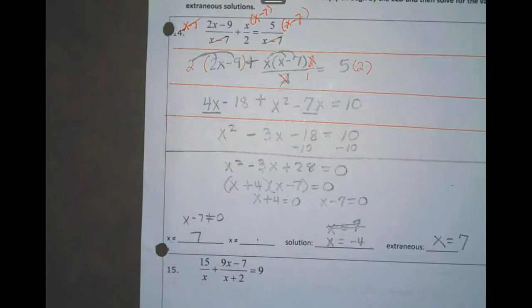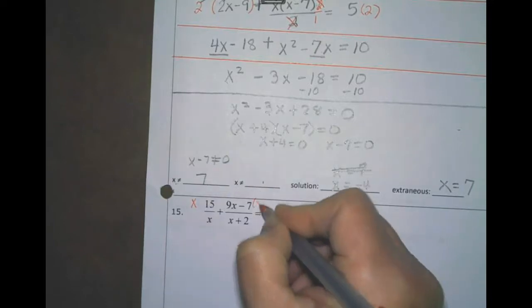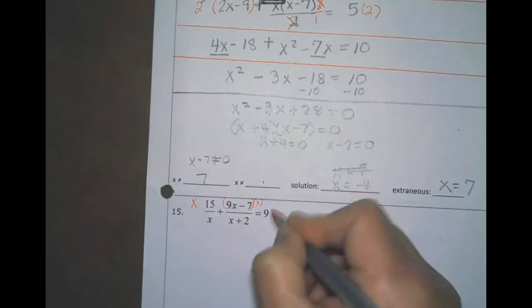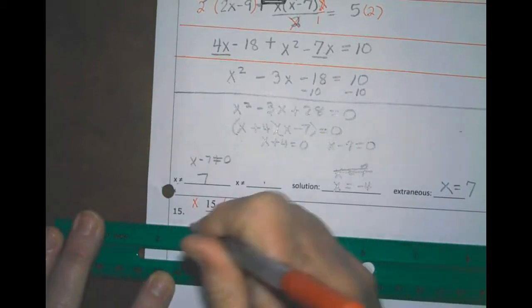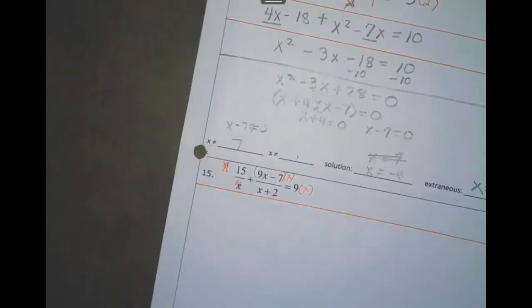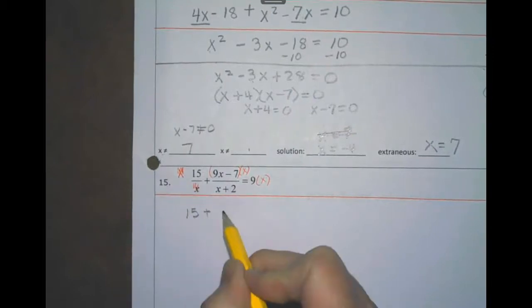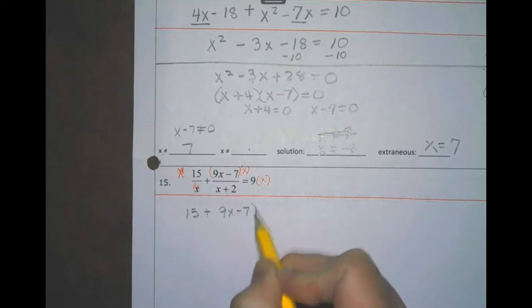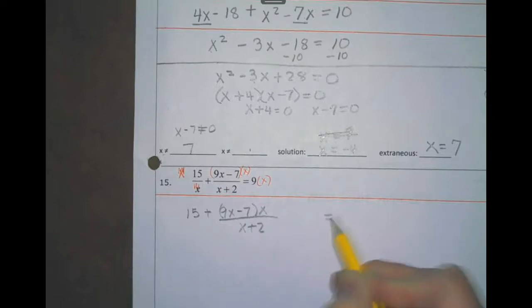So in order to simplify this solving a little bit, instead of trying to find a common denominator, I'm just going to multiply by the first denominator. So I'm going to multiply this by x, and I'm going to multiply this by x, and I'm going to multiply this by x in order to cancel out. This x cancels out that x. And so then I will have a 15 plus 9x minus 7 times x over x plus 2 equals 9x.